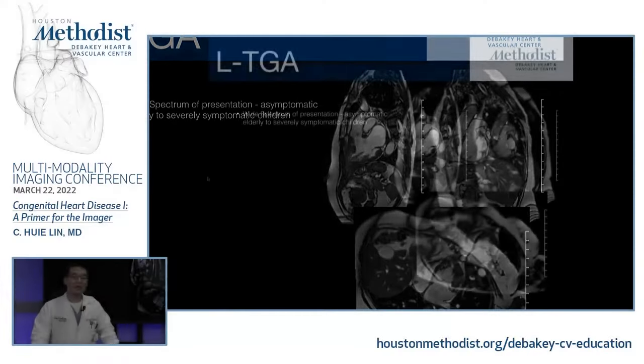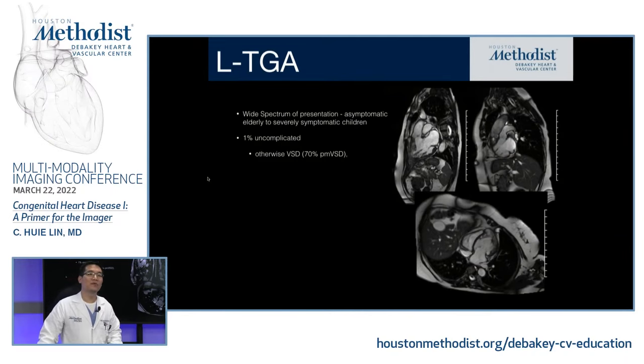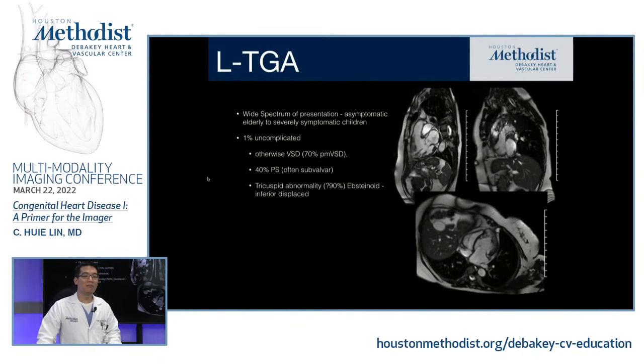One of the key elements is that these patients can present with a wide spectrum of disease. Some of them can be asymptomatic and present as an incidental finding in their 80s. Some of them can be severely symptomatic all the way from childhood, and much of that depends on what they come with. Only 1% of them are actually uncomplicated. Otherwise, some of them have a ventricular septal defect, sometimes reported in as much as 70%. 40% of them have pulmonic stenosis, much of that subvalvar in nature, sometimes related to the mitral valve.